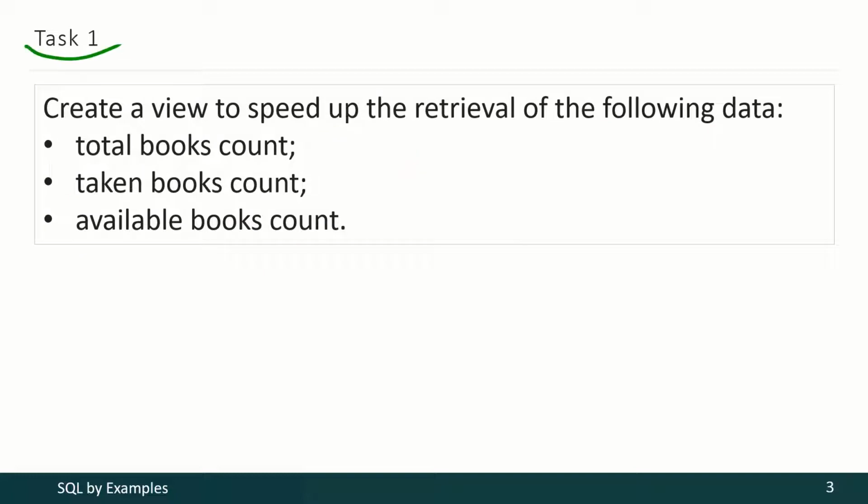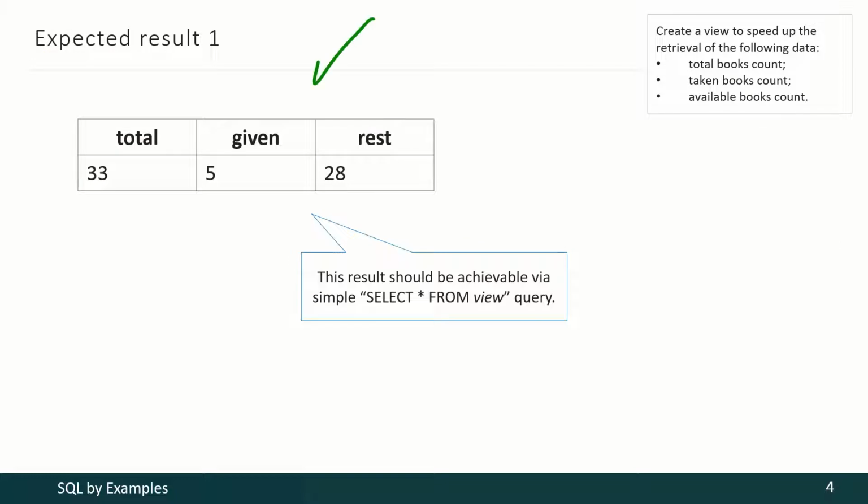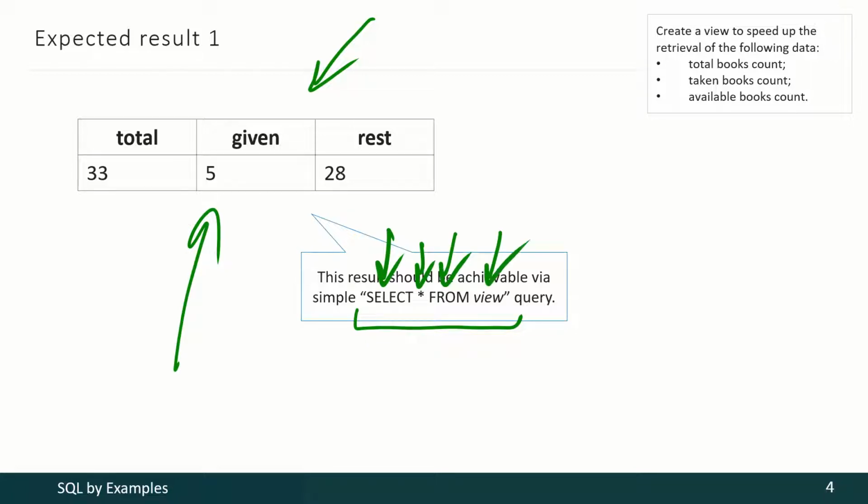So in the first task we have to create a view to speed up the retrieval of the following data: total books count, taken books count, and available books count. This is the expected result, and such data should be produced by execution of such a simple query. Select everything from our created view.